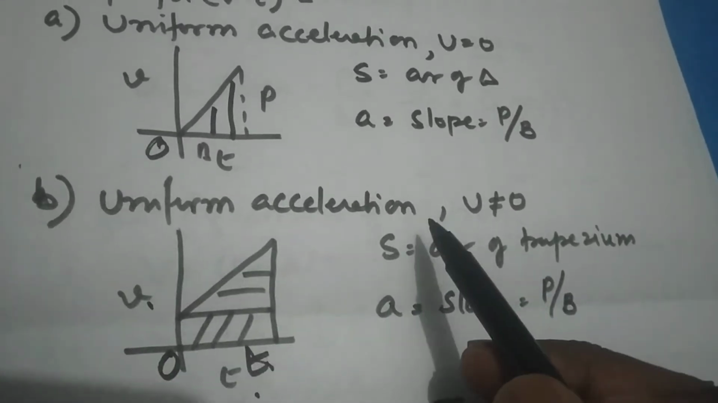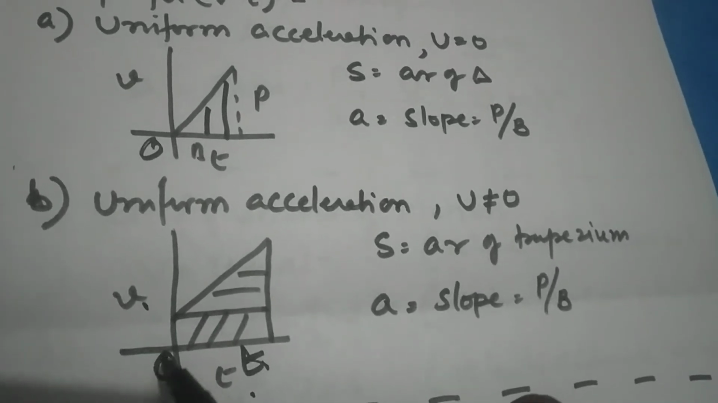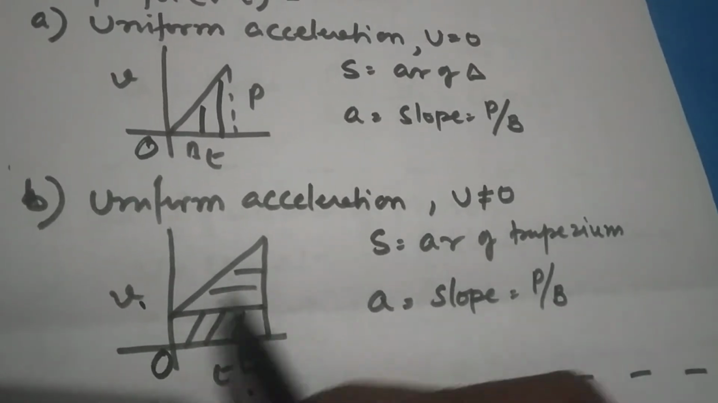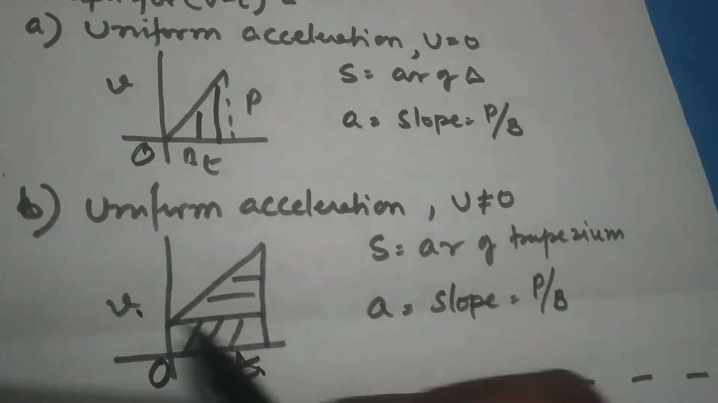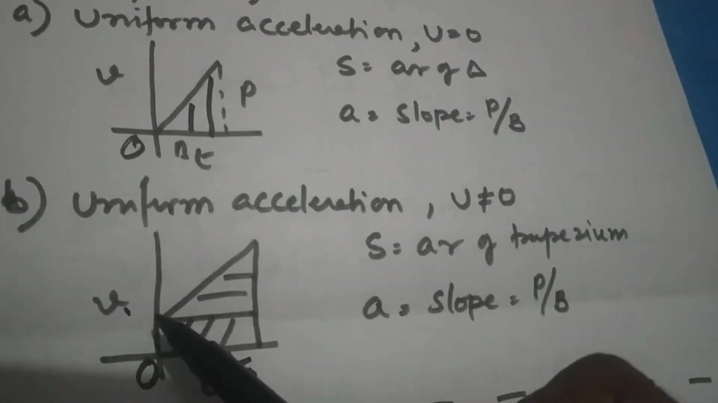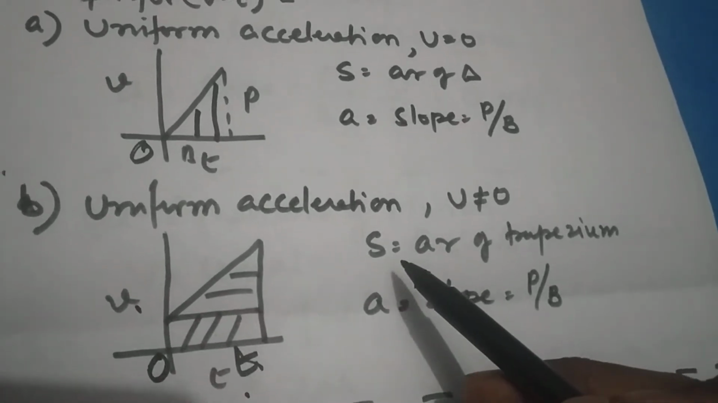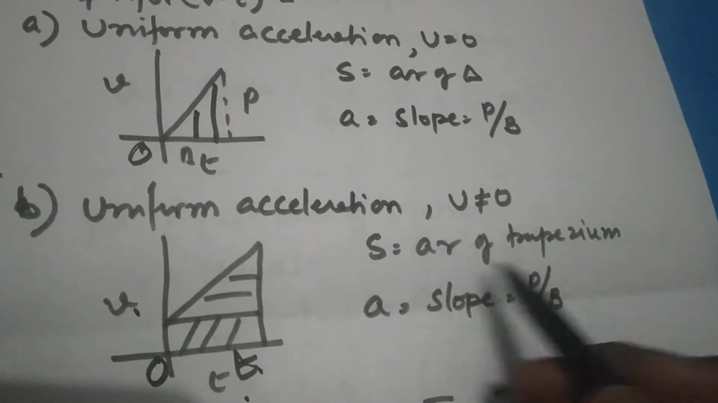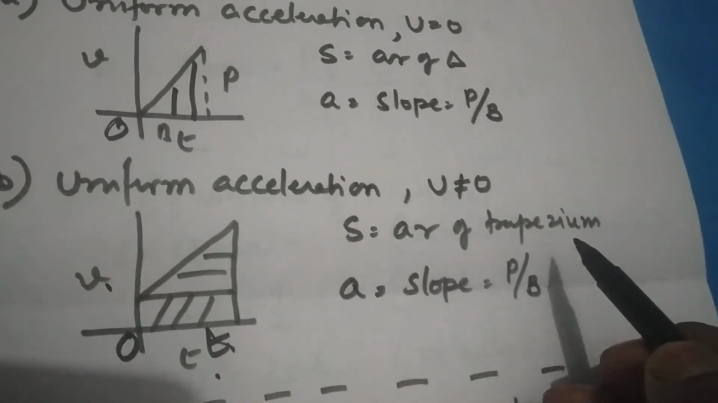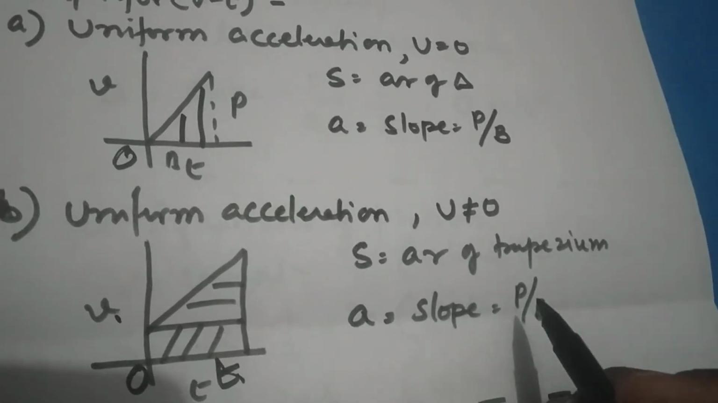Second was uniform acceleration when u was not equal to 0. It means the body was not starting from 0 speed. It was starting from somewhere, 10, 20 or something, which is not equal to 0. So the graph looks different, and if you plot the V and T graph, it looks like this. You again get a straight line, but it doesn't start from the origin. S again in this case we find with the area of the shaded portion, this area of a trapezium, and acceleration again by the formula slope, P upon B.